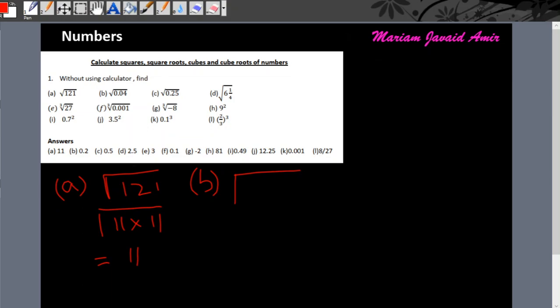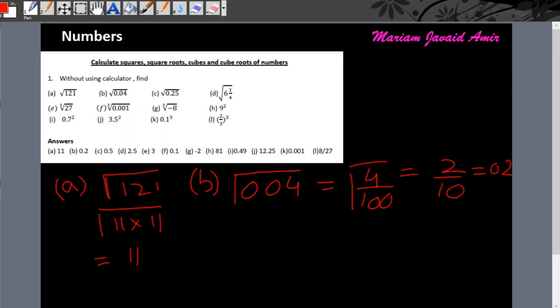Okay, part B is different. We have to find the square root of 0.04. You can do it with a calculator, but you need to show the working. You can't do this mentally without a calculator, so you need to show all your workings. I can write this as the square root of 4 over 100, and I know the square root of 4 is 2, so it's 2 over 10. So 2 over 10 is the answer, and you may write it as 0.2.